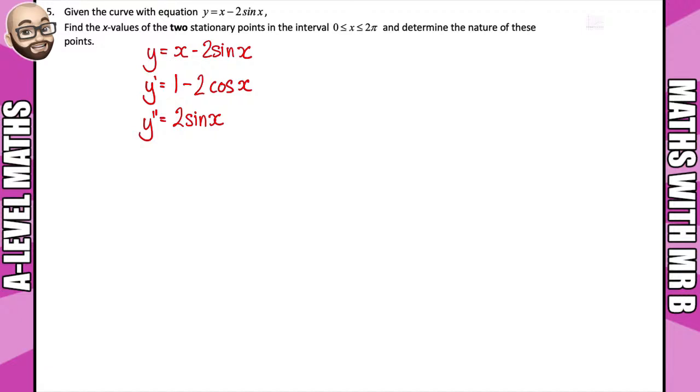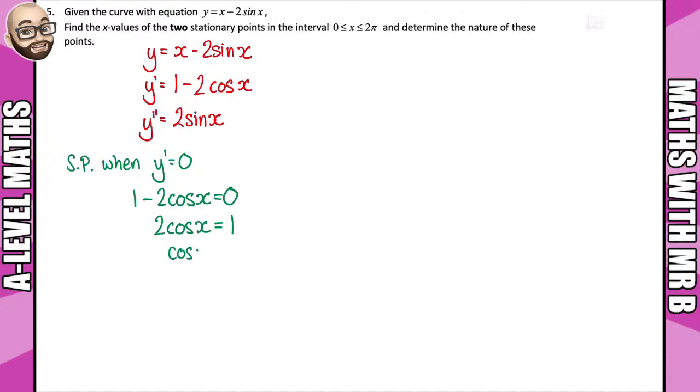So we need to find the x values of the 2 stationary points. So let's write stationary points when y dash equals 0. So that means 1 minus 2 cos x equals 0. And now we're just into some rearranging. That means 2 cos x equals 1. Cos x is going to equal a half. And that means x equals pi over 3.